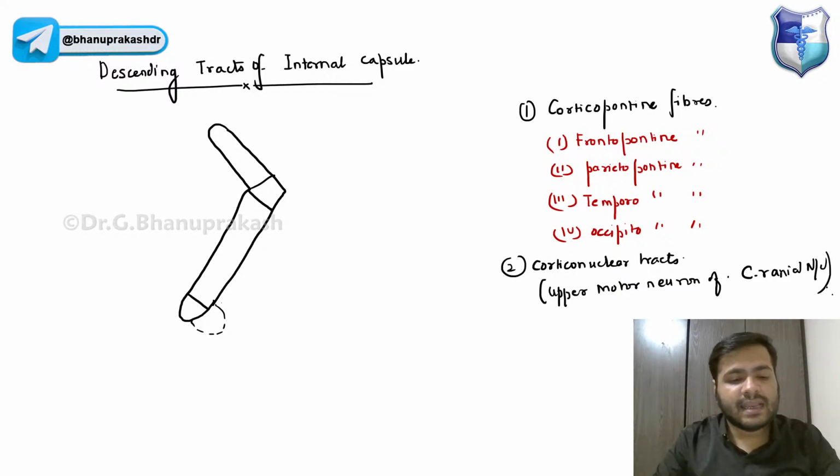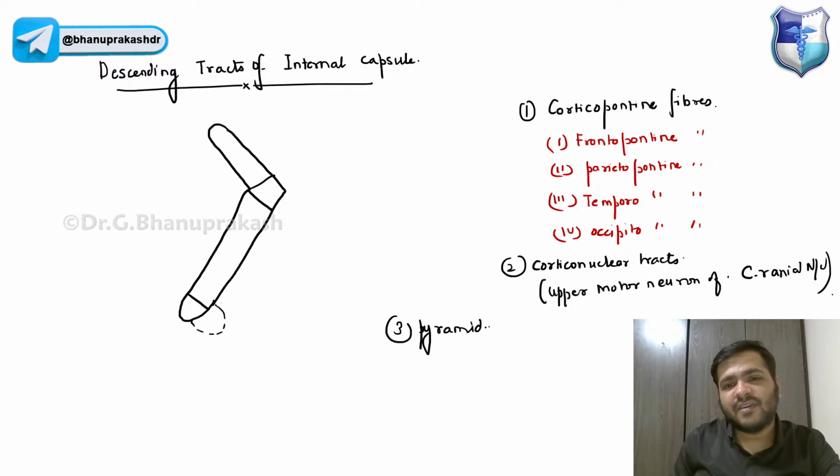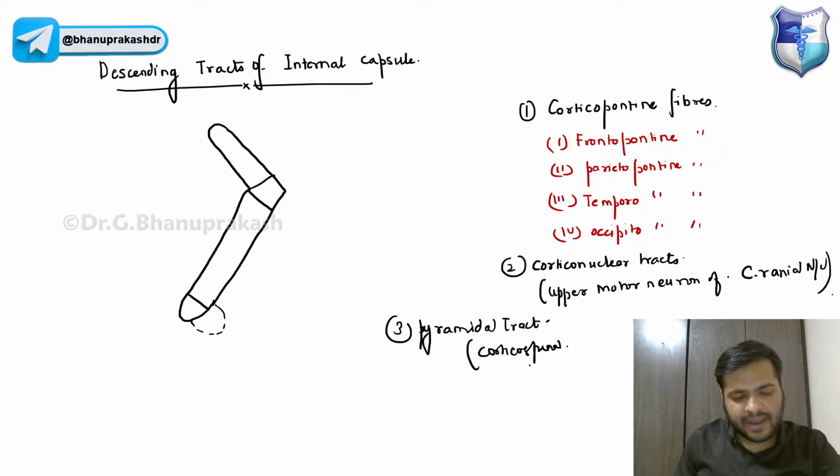And guys, we have the pyramidal tract also. Pyramidal tract, these are the corticospinal tracts that we have already discussed. The corticospinal tract.